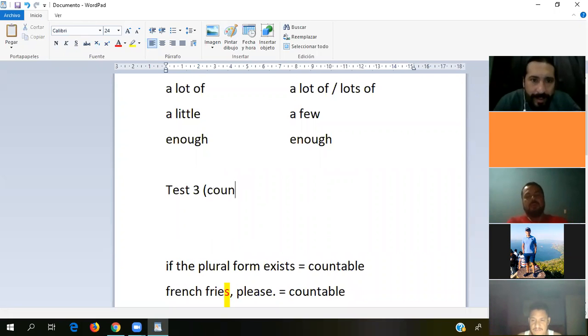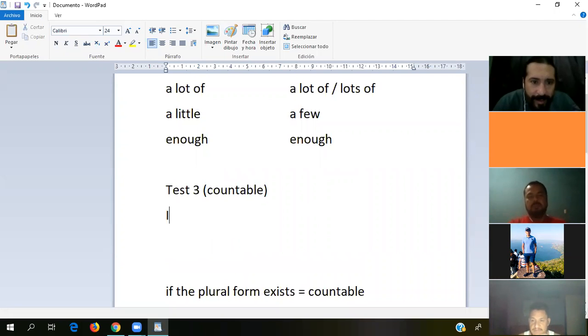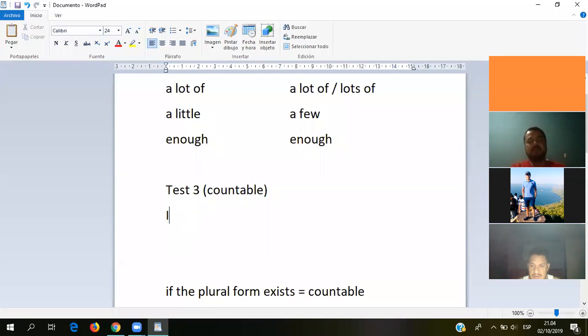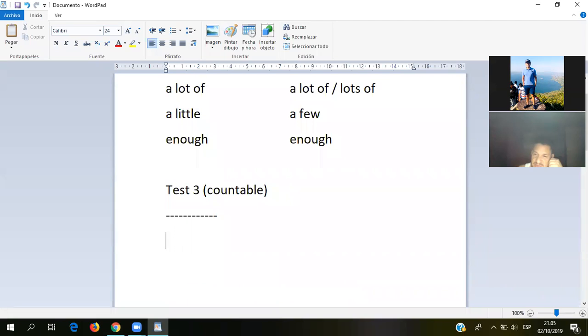To see if it is countable, can I say I have three hams? No. Why? Because ham is not countable. You have to say I have three. All right. Remember that. De todos modos lo van a revisar después, pero todo se puede convertir en contable si quieren, pero poniéndolo en un contenedor o en piezas, ¿ok? Ok, I'm telling you that.